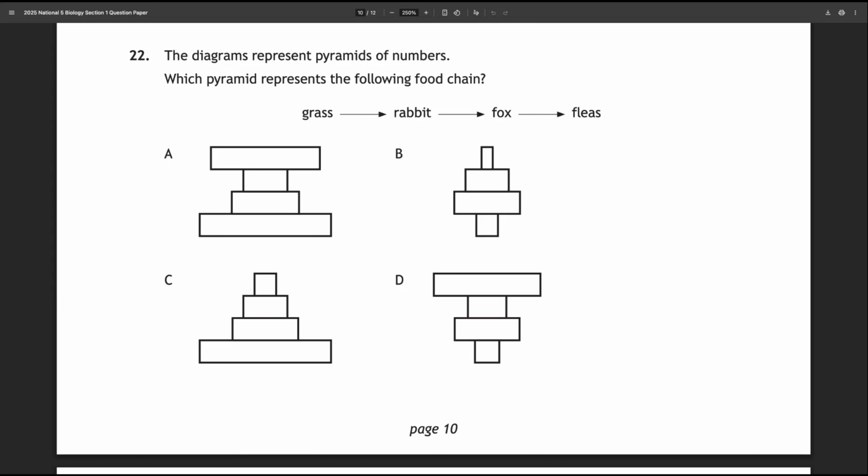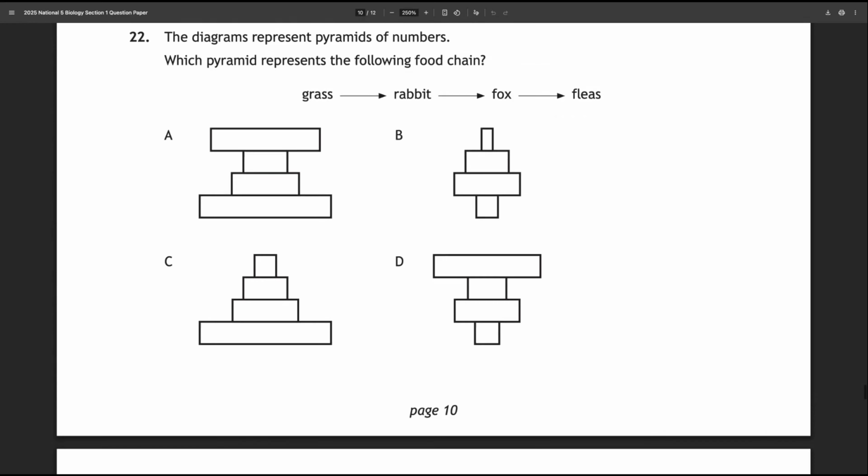Now, because fleas are so small and there's going to be lots and lots of them living on each fox, that means the number of fleas is actually greater than the number of foxes. So we're going to have that kind of odd shaped pyramid where the top tier is wider than the tier below it. And the one which fits that description of grass being wide, rabbit narrower, fox narrower, and then fleas wider again is pyramid A.